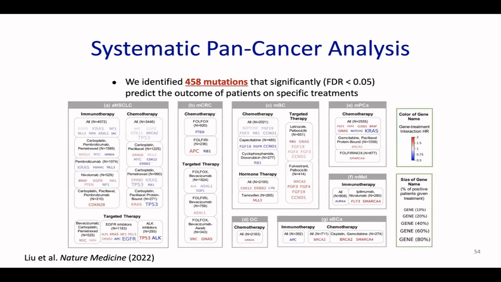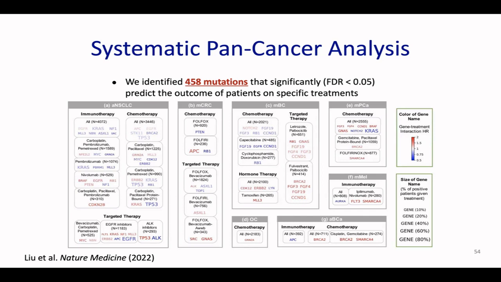If I look at this plot, each large block indicates a different cancer type. For example, the leftmost is advanced non-small cell lung cancer. Each has a different gene name, and also different sizes of the gene names. Here, the size corresponds to the percentage of positive patients given the treatment. And the color indicates the interaction hazard ratio. If the color is red, it means the hazard ratio is larger than 1. So that gene is a significant negative predictive biomarker. That is, you are not really recommended to take that drug if you have that mutation.